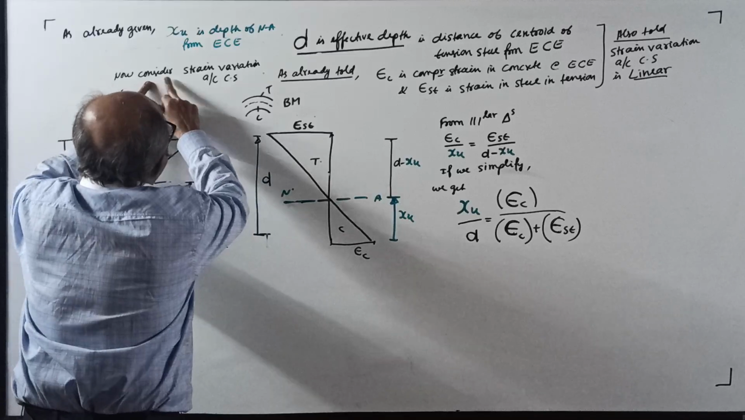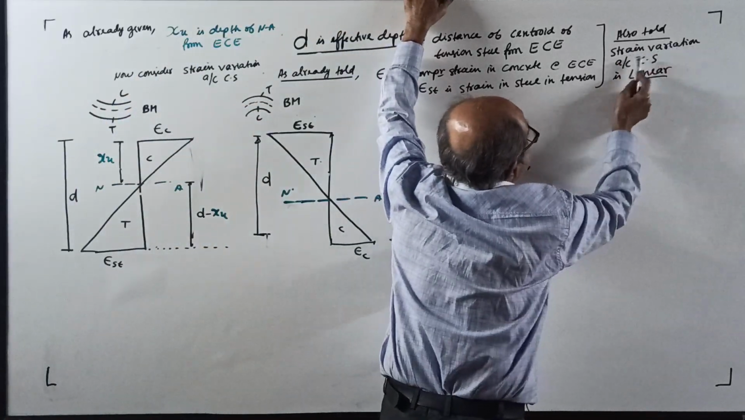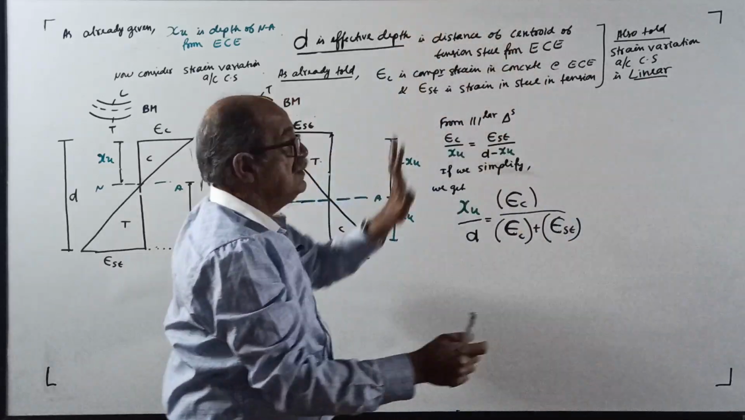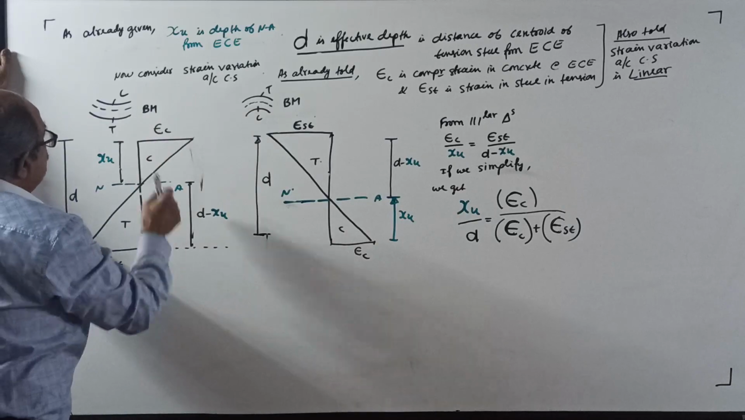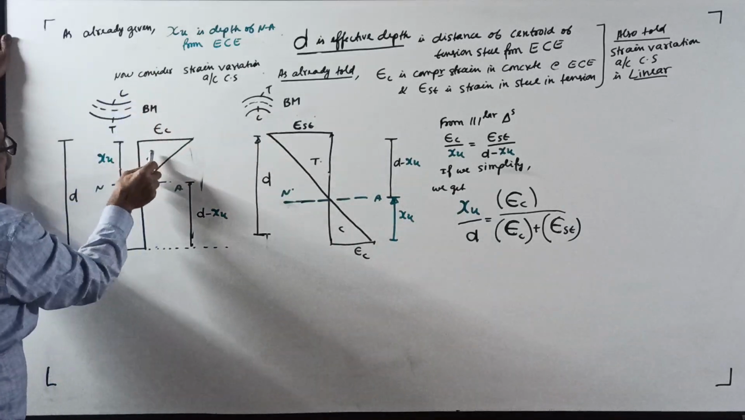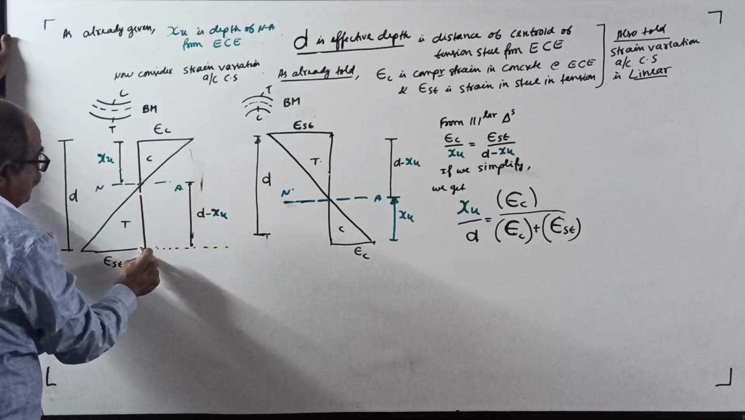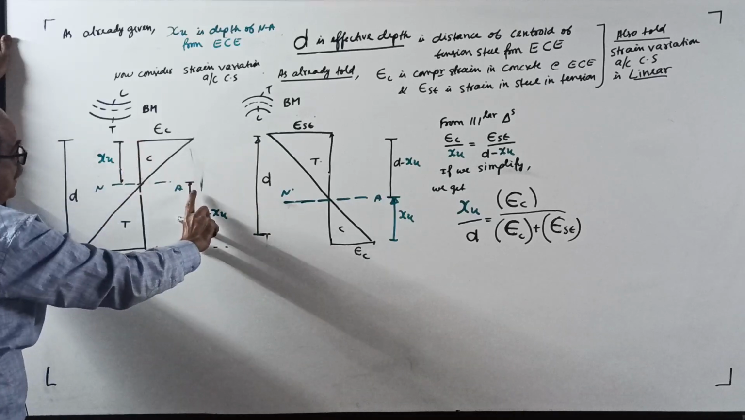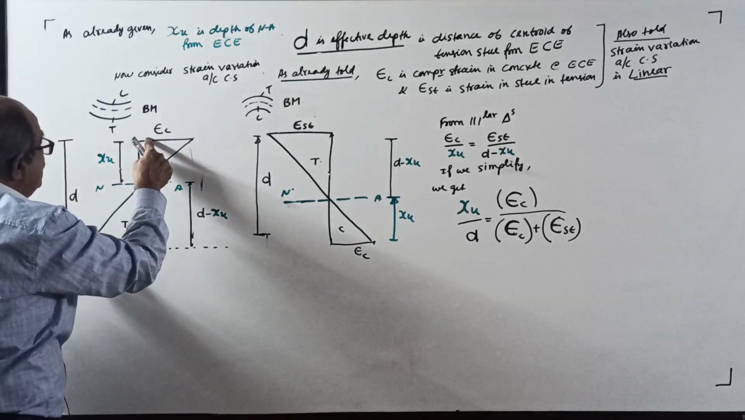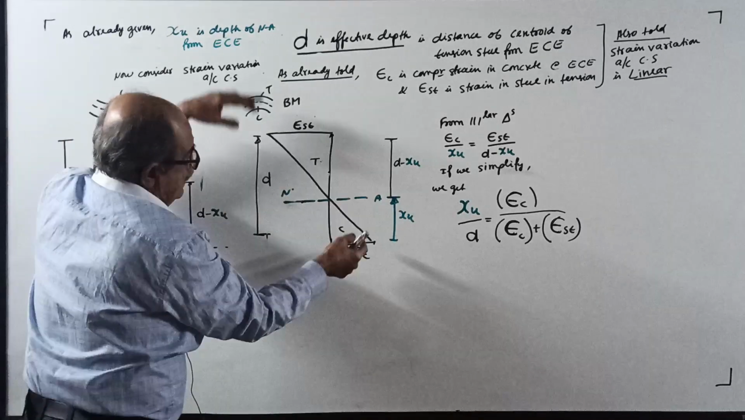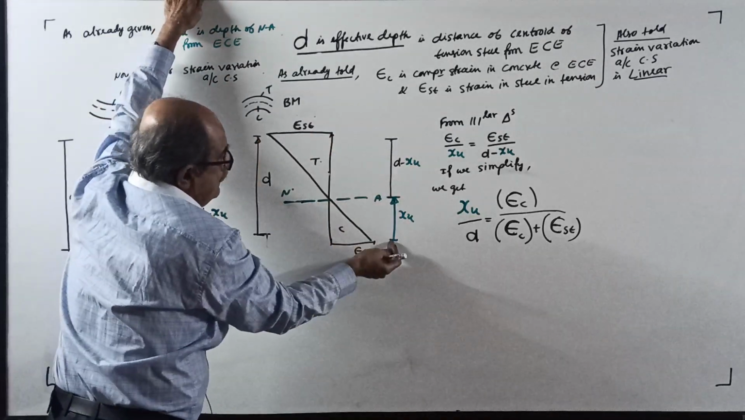Now consider strain, one more thing. I also told that strain variation across the cross section is linear. Now consider the strain variation across the cross section. See, sagging beam, compression and tension: epsilon c linearly goes to epsilon st here, this is xu, this is d minus xu, and the centroid of tension steel from the extreme compression edge is d. Same thing here: epsilon c, epsilon st, d, and xu from here.